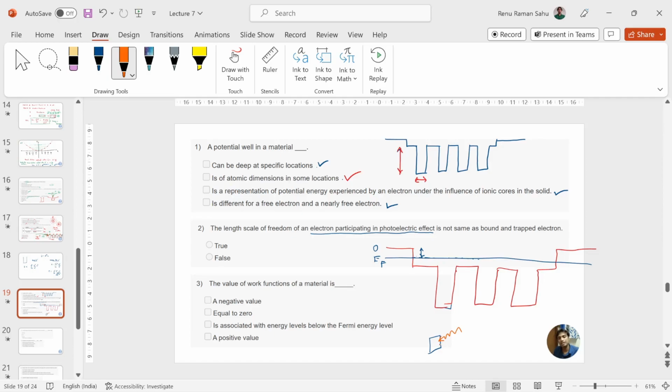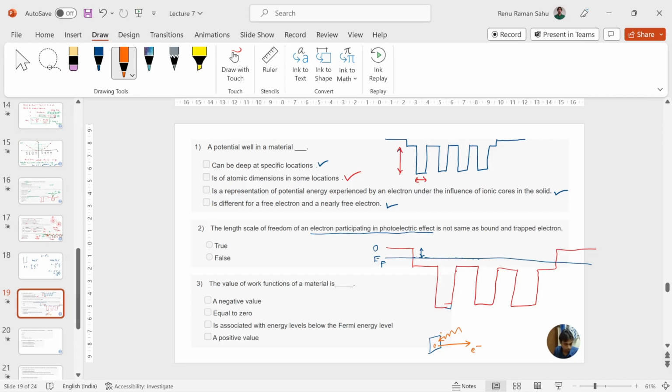When you shine some light, then what happens? After a threshold frequency, so not all frequencies can excite the electrons. After some threshold frequency, the electrons will start getting ejected from this metal. That is the photoelectric effect. Photo means this light, electric means the ejection of the electron. So electrons get ejected when you shine some light on it. That is your photoelectric effect.